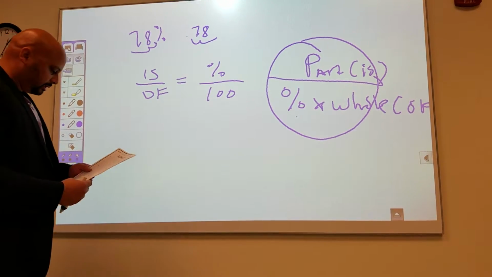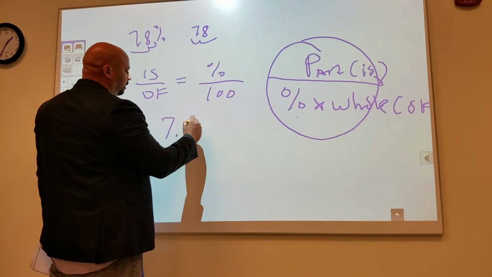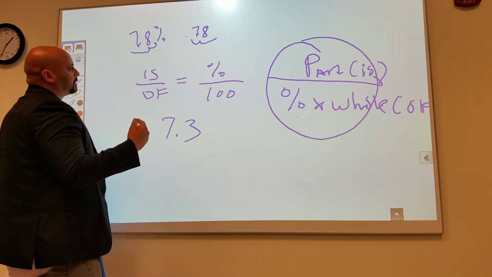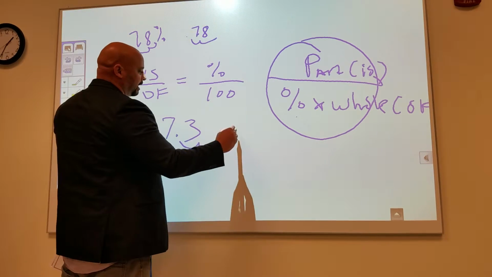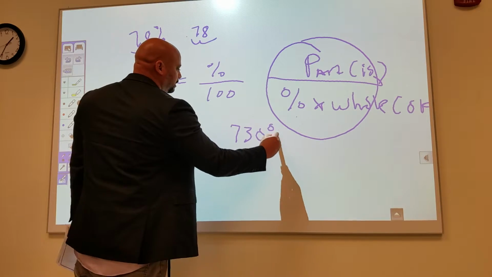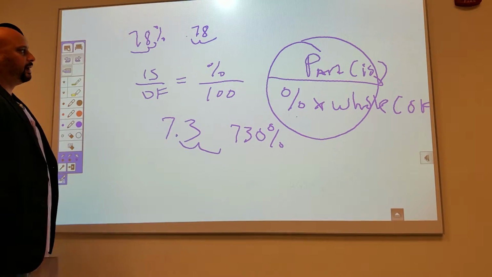So some of the other questions you'll see. So if I have a number of 7.3, well, the rule is, how do I turn a decimal to a percent? Move it two places to the right, so it's 730%. Okay? So that clarifies turning that.